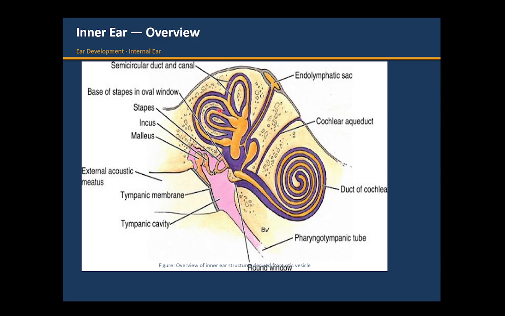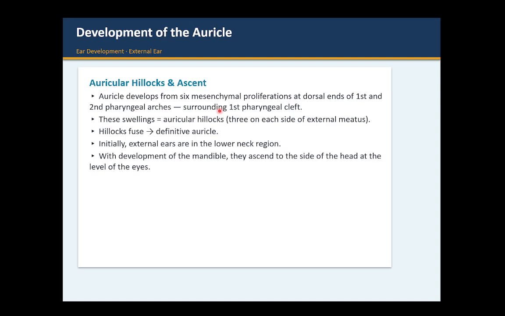So these are the things which people will keep on asking you in different forms in the examination. Now what is left is your auricle. We have talked about the external auditory meatus, we have talked about the tympanic cavity, we have talked about the internal ear. The only thing which is left is the auricle. So auricle develops from 6 mesenchymal proliferations at the dorsal end of the first and the second pharyngeal arches surrounding the first pharyngeal cleft. These 6 swellings would join together and they are going to give rise to the auricle.